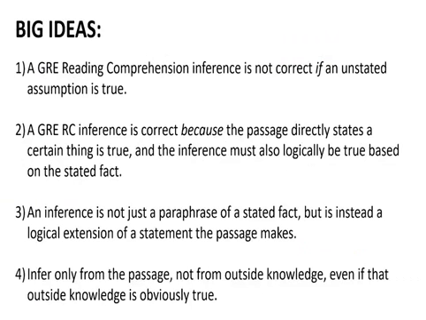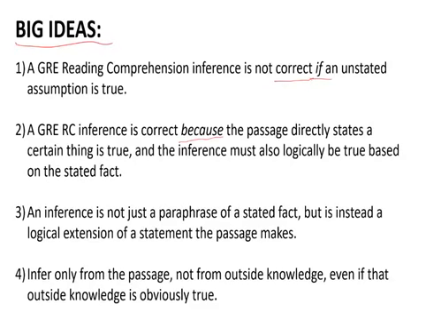Now, based on our exploration of that passage on Galileo, we can arrive at a few big ideas. And if you really internalize these ideas, if you understand them, you'll have really good accuracy on these reading comprehension inference questions. So first idea is that you don't want the correctness of an inference to hinge on an if. A GRE reading comprehension inference is not correct if an unstated assumption is true. The other big idea is that you do want the correctness to hinge on a because. You want to base your correctness on a concrete cause and effect reason. A GRE RC inference is correct because the passage directly states a certain thing is true, and the inference must also logically be true based on the stated fact.